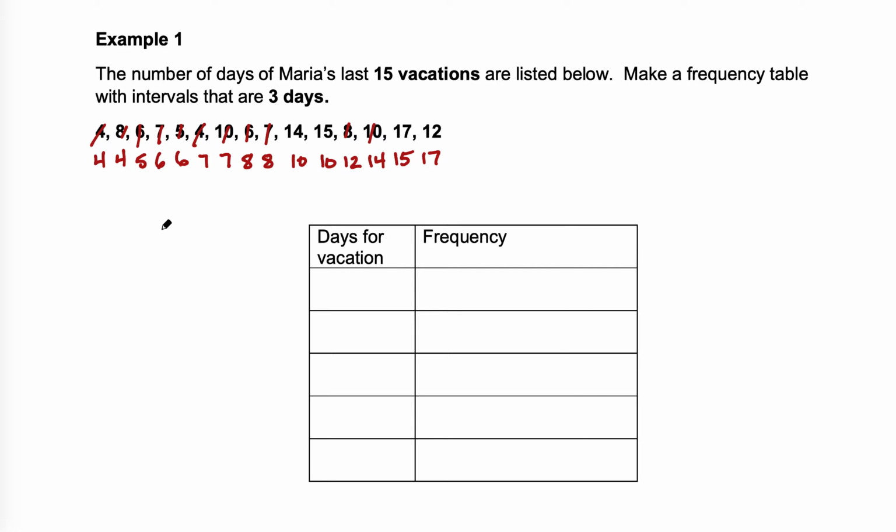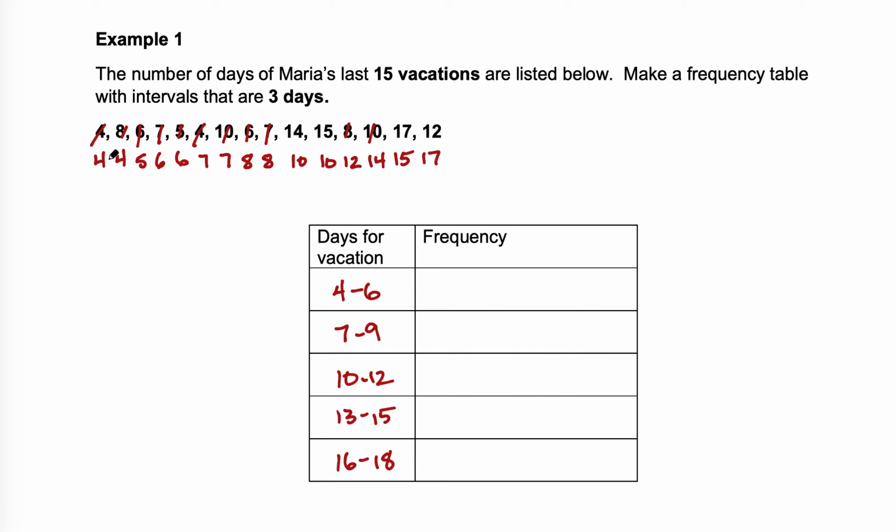Now make a frequency table with intervals that are 3 days. Well, I'm going to start with my smallest one. So the first set of intervals is going to be 4, 5, and 6. That would be 3 days. So I'm going to have 4 through 6. And then I would have 7, 8, and 9, 7 through 9, 10, 11, 12, 13, 14, 15. And if you can follow the patterns, you can certainly just go with that. 16 to 18. Okay, frequency.